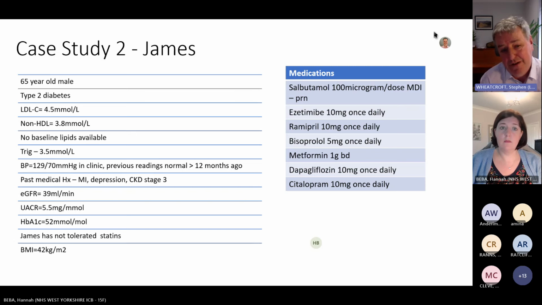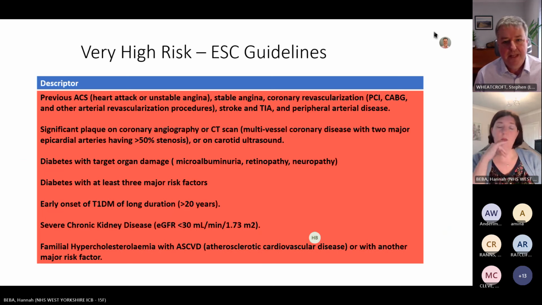Triglycerides, again, are mild to moderately elevated at 3.5 millimoles per litre. Blood pressure readings in clinic are actually looking quite respectable. And we can see that his glycemic control is pretty good with an HbA1c of 52, but he has CKD with an eGFR of 39 and a UACR of 5.5. So we're going to focus in James's case on talking about lipid management and CKD management. And I'll kick off by talking about lipid management for James. So if we have the next slide, Hannah, please. So the first thing to say is that I think whichever pathway you look at, this is a secondary prevention type patient.